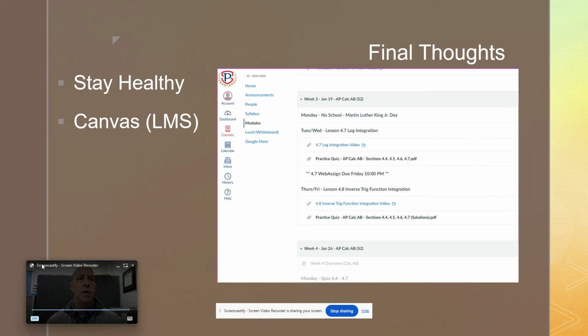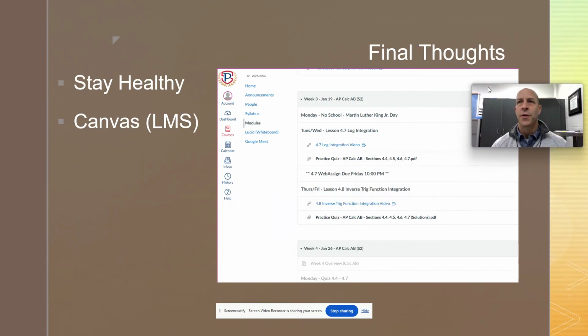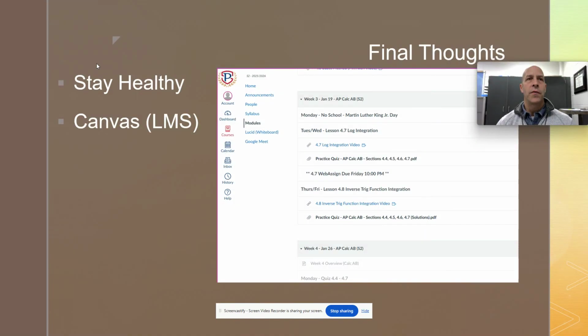A couple of little reminders, so my final thoughts here. First of all, please try to stay healthy. I've talked to a number of students and teachers and parents that have discussed stuff going around, people being sick, and so I just encourage you, obviously no one chooses to get sick, but get rest, wash your hands, and try to stay healthy.